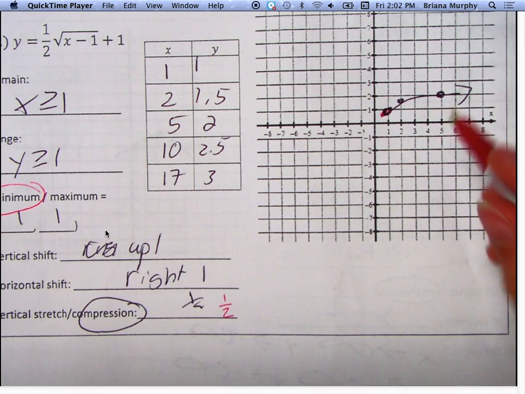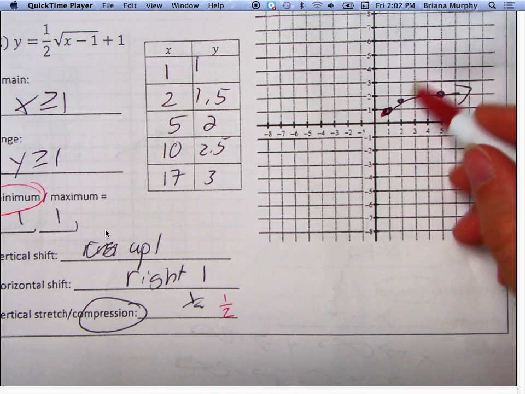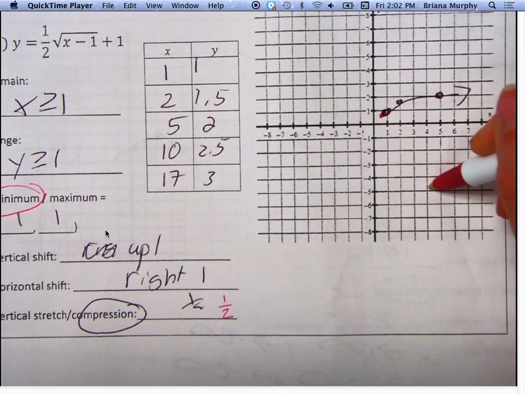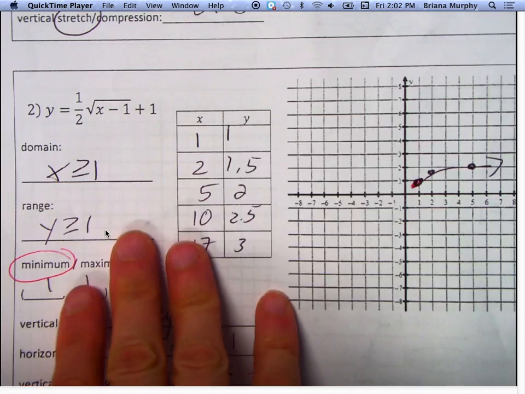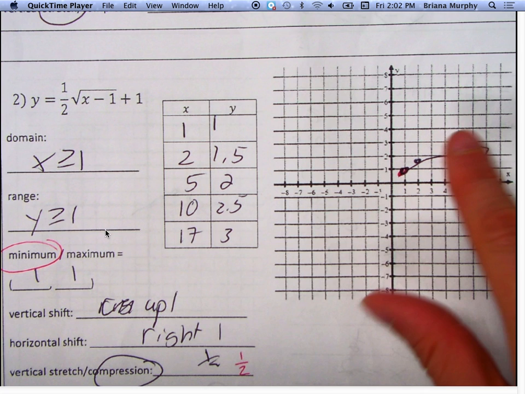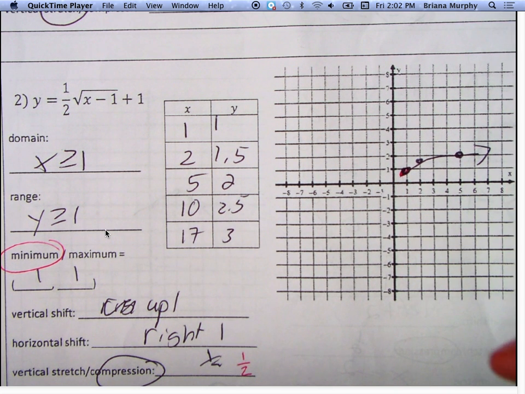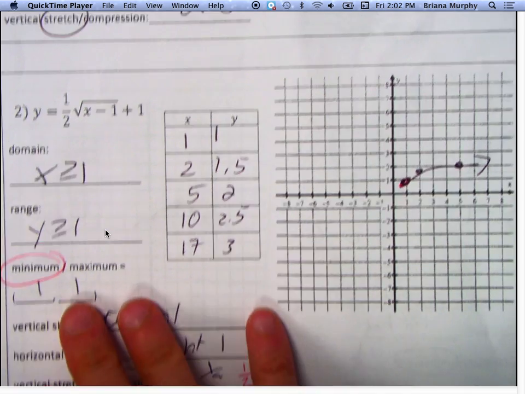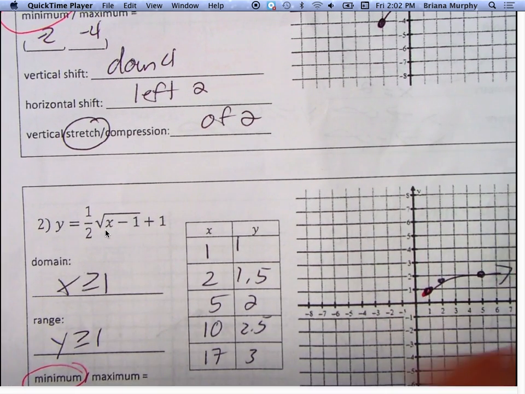Okay, see how this points upwards? That means this has to be the minimum. If it was pointing downwards, that would be the maximum. It's basically if the points after that point are bigger, it's a minimum, and if they're lower, it's a maximum.